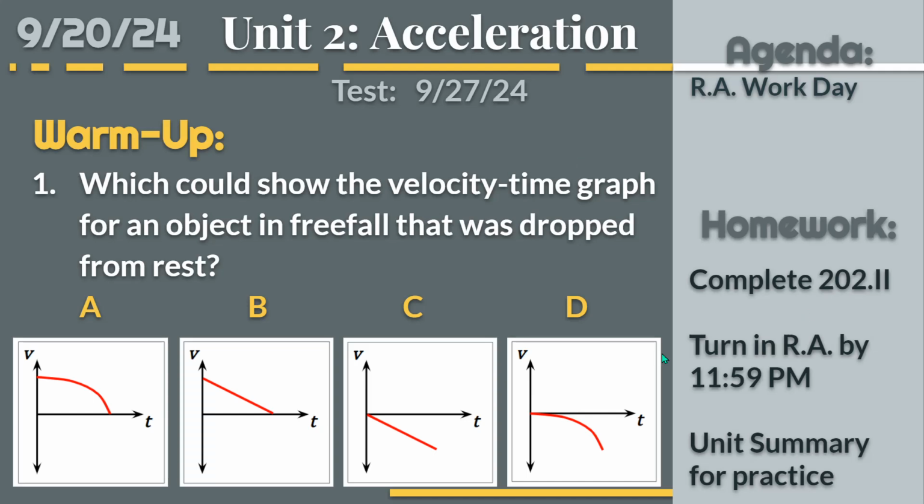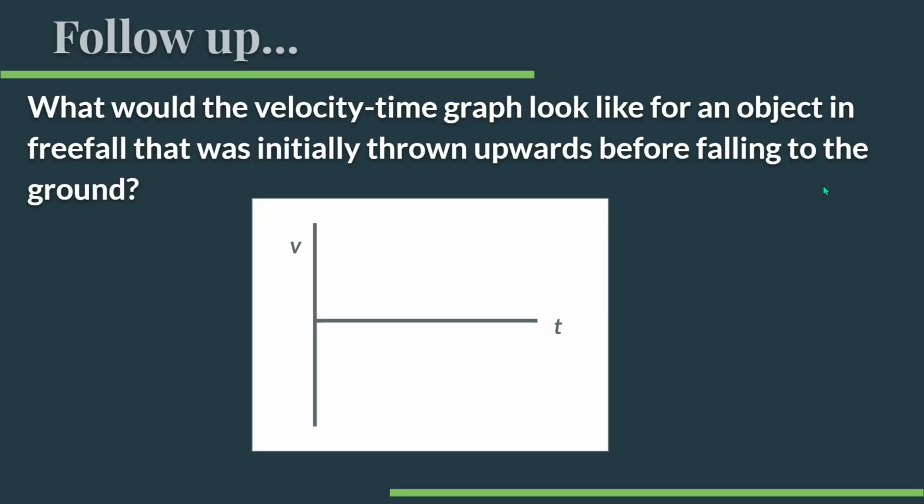But before we talk about this a little bit more, let's see if you guys can answer this. We haven't talked about this yet, so this is more of a can you figure it out. But it says, what would the velocity time graph look like for an object in free fall that was initially thrown upwards before falling to the ground? So similar to the warm-up question, we had a velocity time graph there, but this time, instead of being dropped from rest, what if I throw it straight up in the air? What can you tell me, what do you think it would look like?